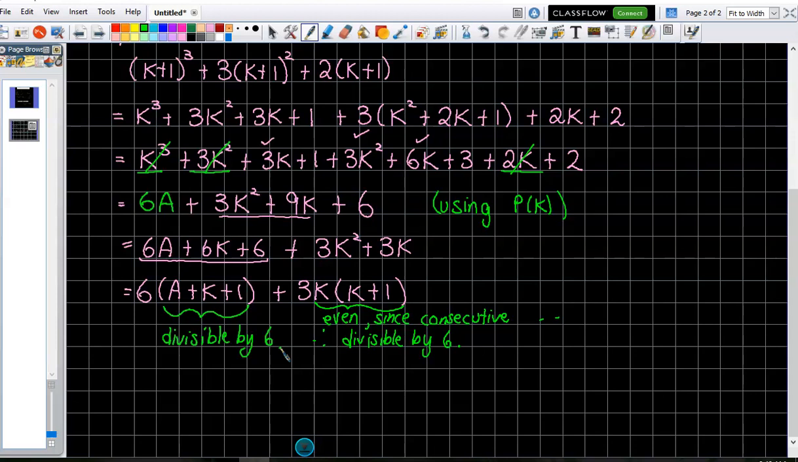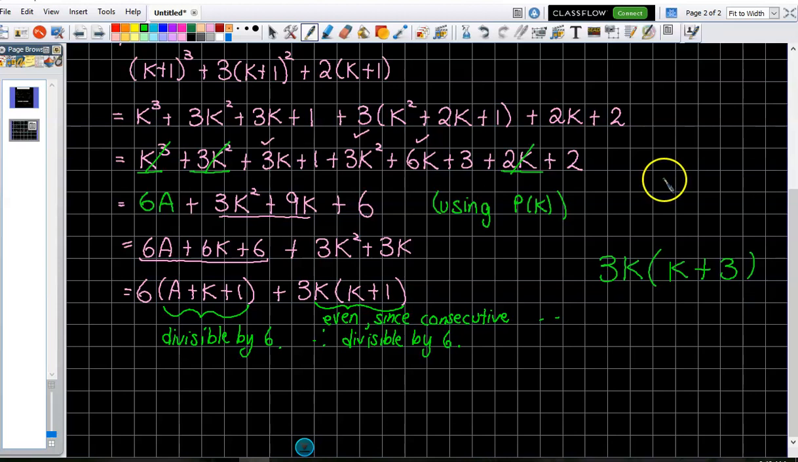If you had not separated, you would have pulled out the 6 here and the 6 here, and you would have been left with 3k times k plus 3, right? 3k times k is 3k squared, and then you get your 9k. And I guess you could say the same thing there. You've got k plus 3. So think about it again.